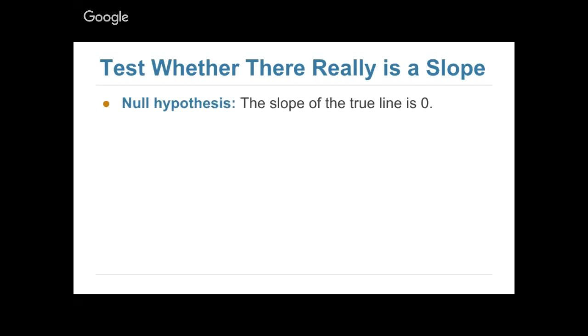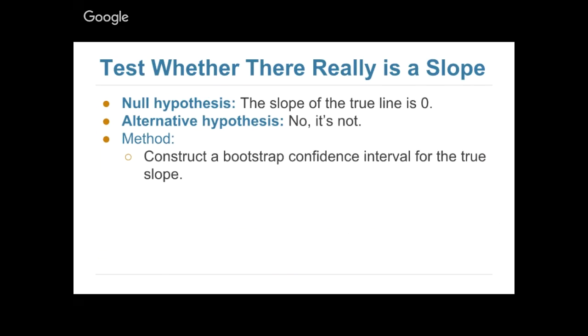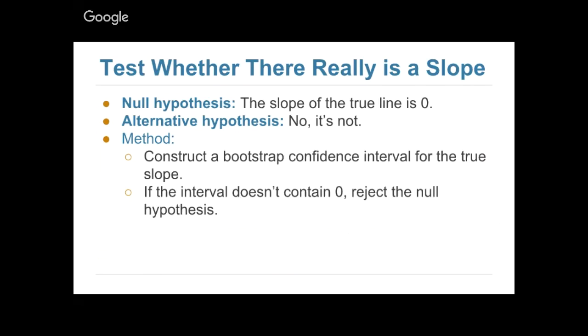Okay, so if you want to test whether there really is a slope, then we can construct that as a hypothesis test. Our null hypothesis is that the slope of our true line is 0, no correlation between x and y. Our alternative is that it's not 0, it's something else. The way we can do that is pretty similar to what we've done before. We just construct a confidence interval for the true slope, and then ask if it contains 0. And that's pretty much all we need to do.